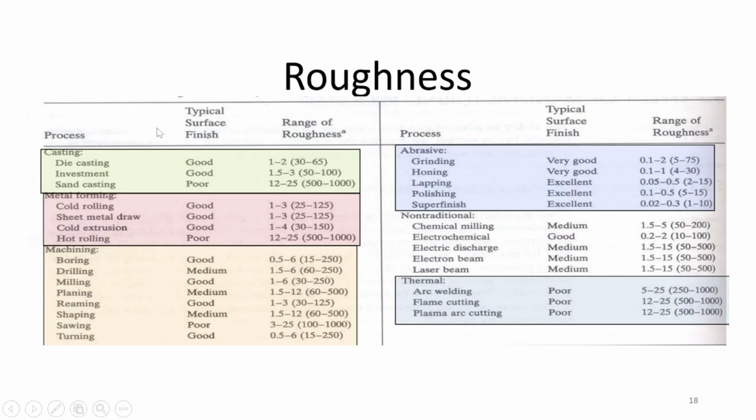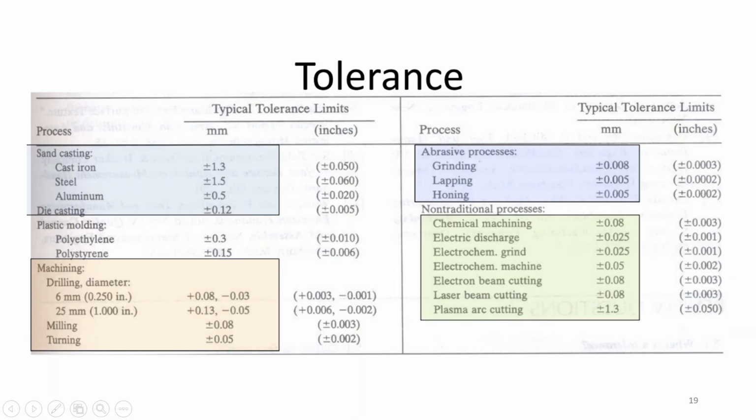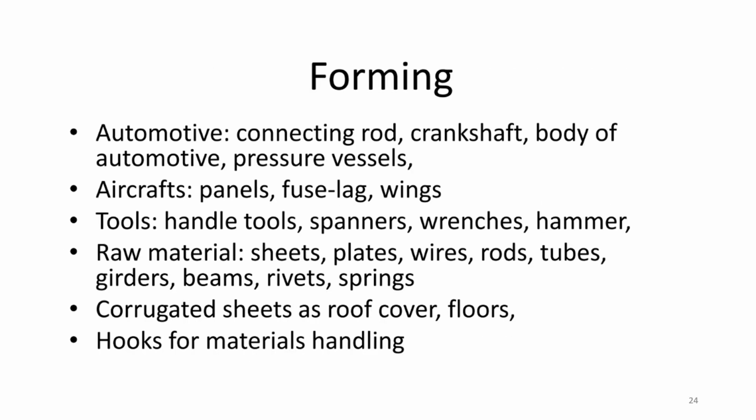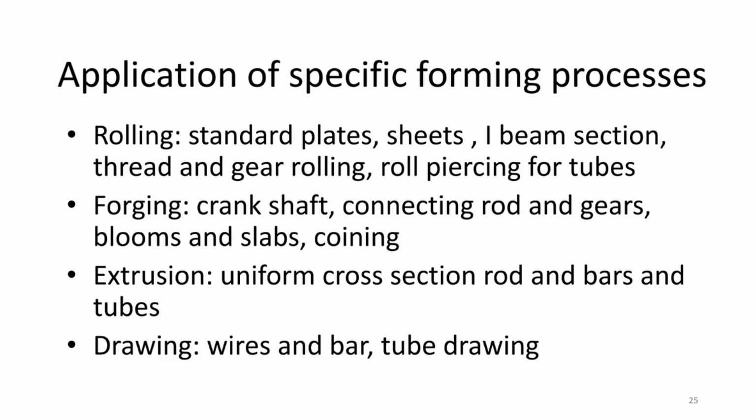Now these are some of the ranges for various processes in terms of roughness and tolerances, so you can select based on that as well. Now these are the applications which I'll skip because these are pretty straightforward. You can just go through these once and try to remember. If you remember, for example, which applications there are for rolling, it will be easier to answer in your exam.